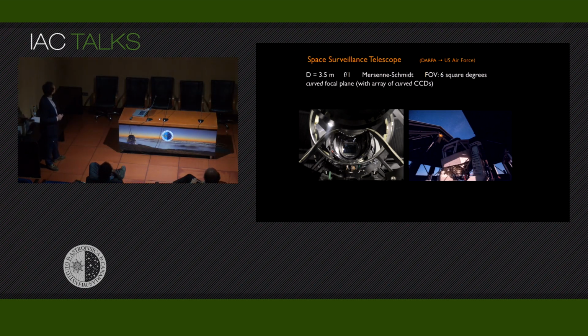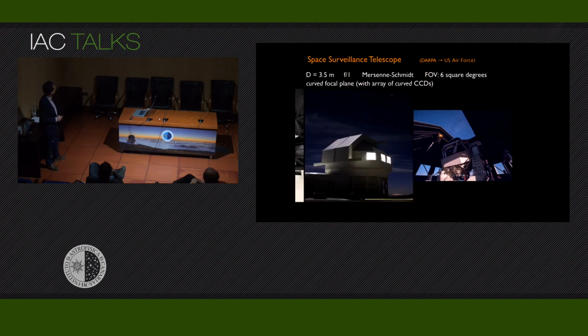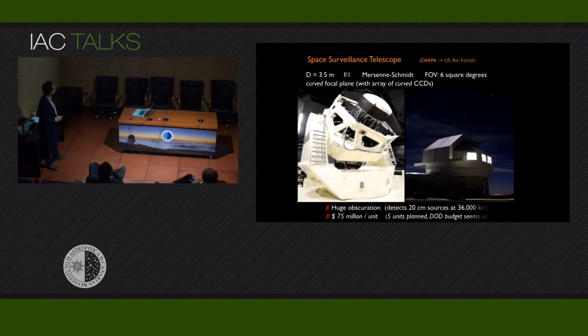This is the Space Surveillance Telescope, a huge telescope to actually look at debris at the geosynchronous orbit. And so this is absolutely unique, but it has a huge obscuration, but that's fine because they want point sources. And we don't have this sort of money in astronomy. So let's do that in a small version.